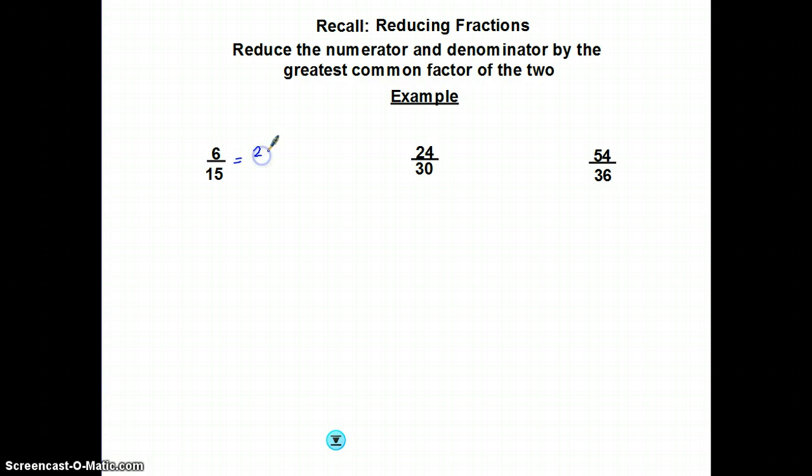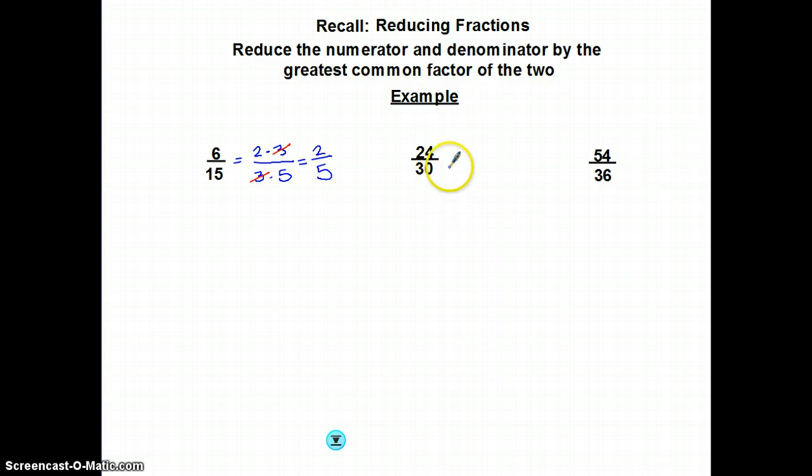For 6, I get 2 times 3. For 15, I get 3 times 5. As we can see, the greatest common factor of 6 and 15 is 3. So I can cross out the 3 on the bottom and on the top, and what I'm left with is 2 for my numerator and 5 for the denominator.